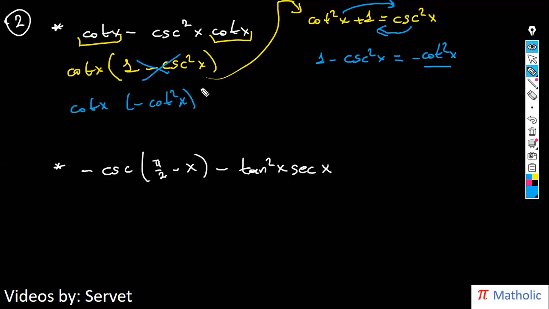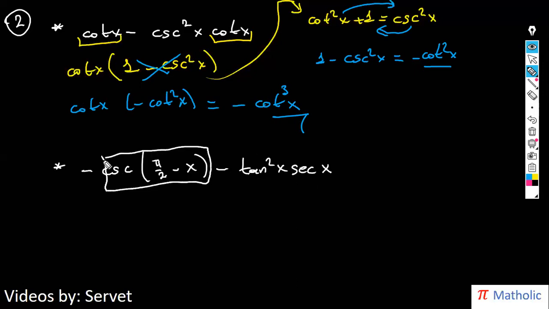Cotangent times negative cotangent squared makes negative cotangent to the power 3. This is the final answer and simplest form. Let's check next example. So first of all, we know that cosecant pi over 2 minus x is secant x minus tangent square times secant x.